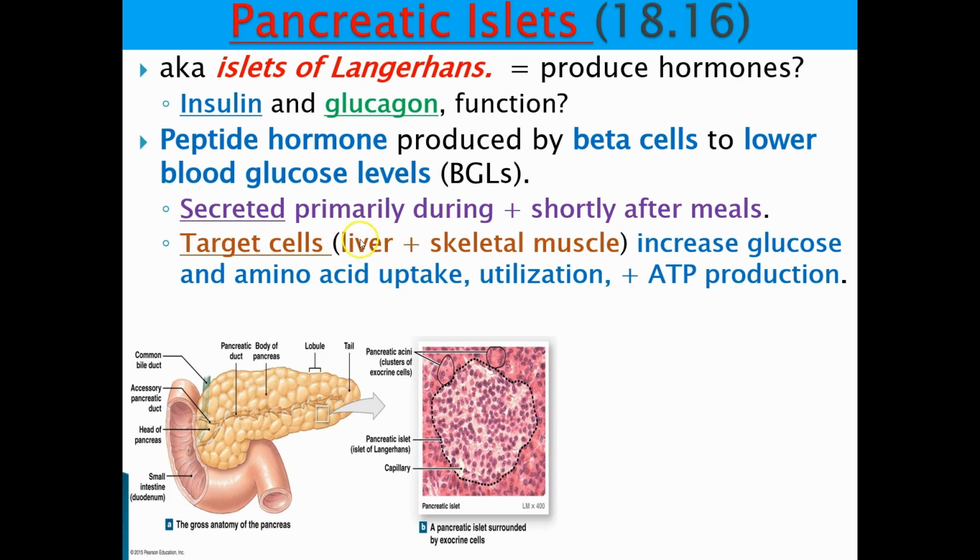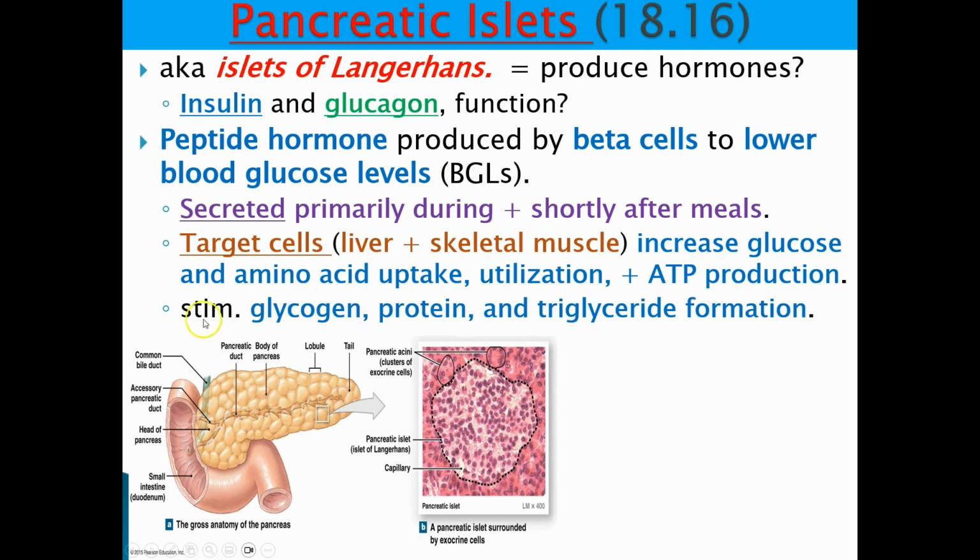So really know the target cells being the liver. That's one of the main areas that stores glycogen, and the skeletal muscle. And if you notice, I'm going to bring that up, notice it stimulates glycogen, protein, and triglyceride formation. Well, these are the main molecules that our bodies and our cells produce for long term. So glycogen is our long-term glucose store.